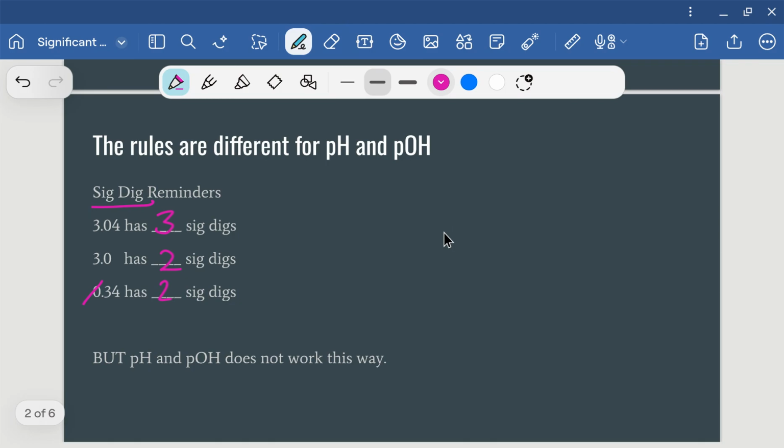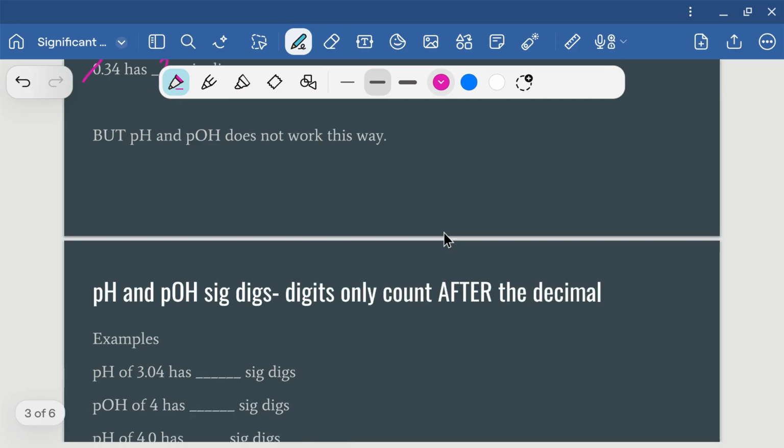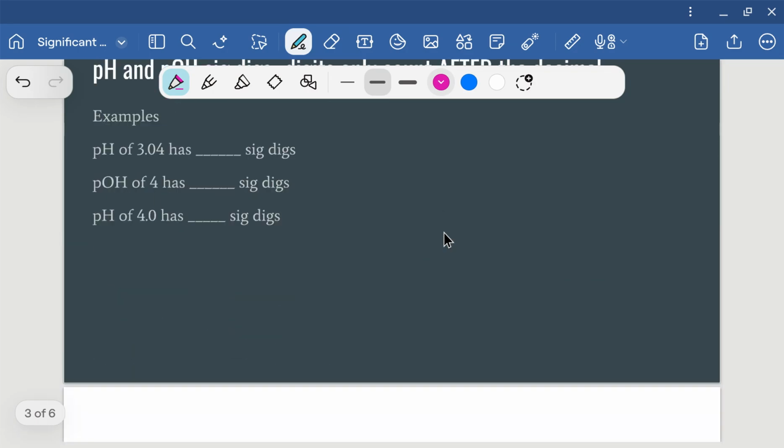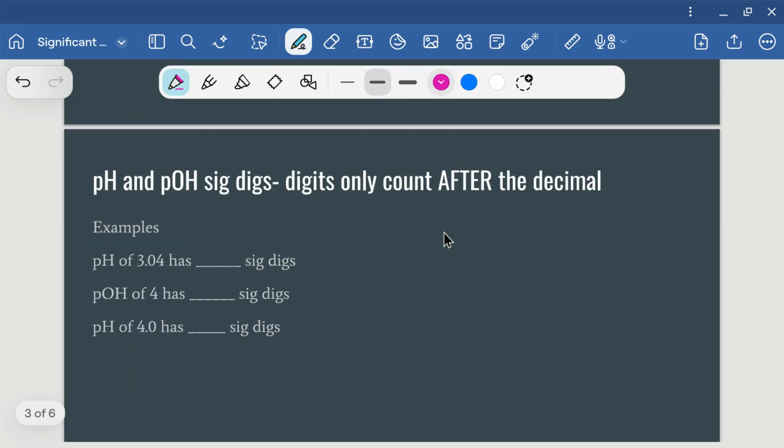But if we have pH or pOH, it's a little bit different. And for this, you only count the digits after the decimal. So the only significant digits that matter are the ones after the decimal. Any number before does not matter. So if you have the pH of 3.04, 2 places after the decimal, this has 2 sig-digs.